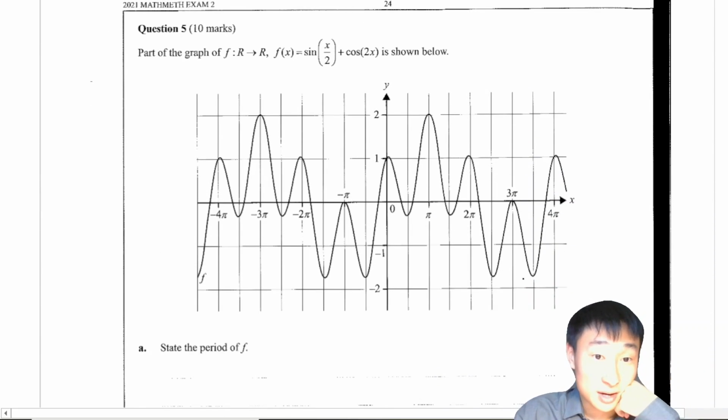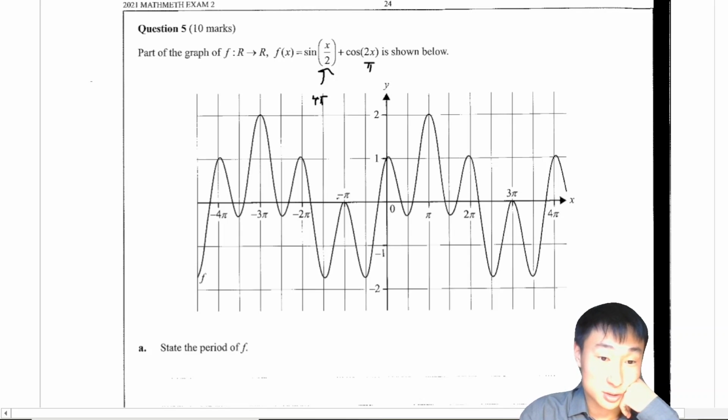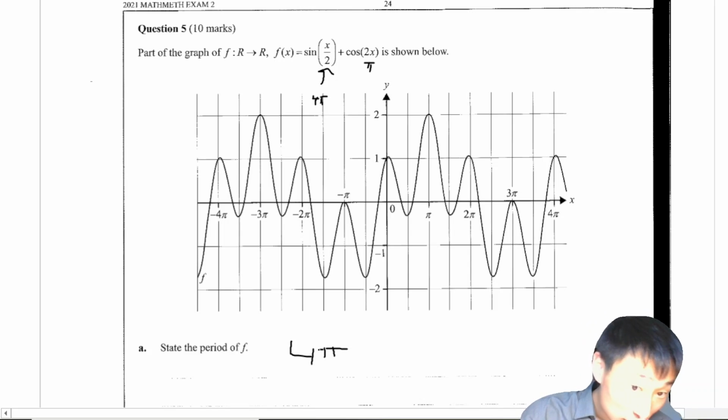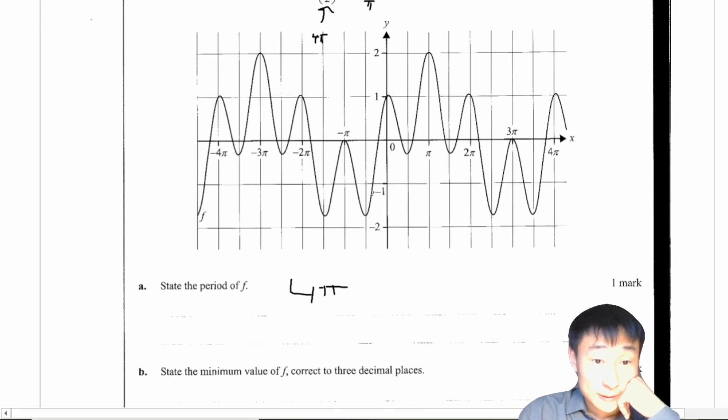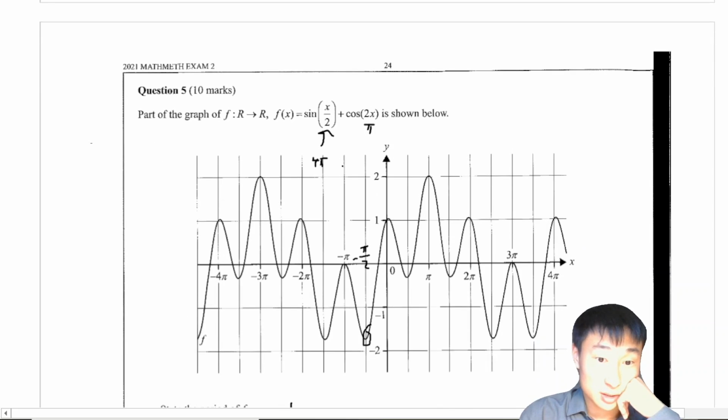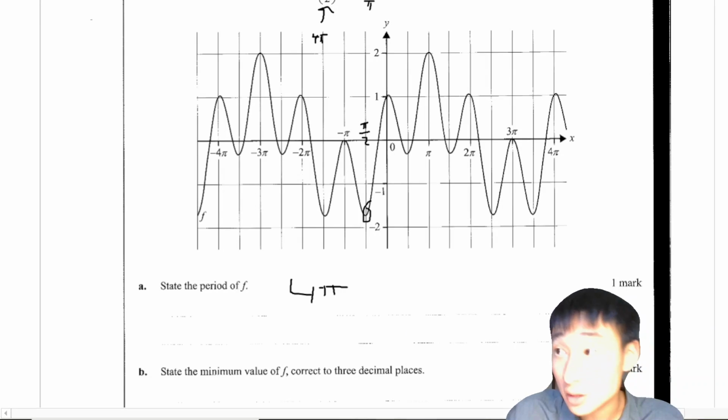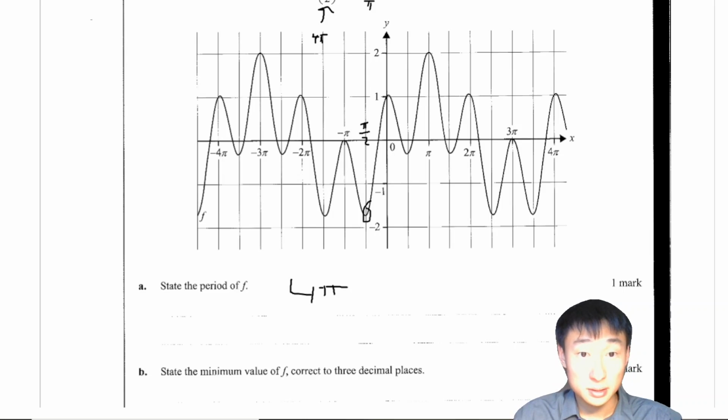Part of the graph of f of x is equal to the sine. Find the period of f. So the period of this is 4 pi, the period of this is pi, which means that the overall period is 4 pi. Find the maximum value of f, correct to 3 decimal places, and the minimum value of f. This value here is when you sub in negative pi over 2. So when you sub in negative pi over 2, you get, that's actually not exactly that. So I'm going to use the CAS. And there's no reason why it's exactly that.